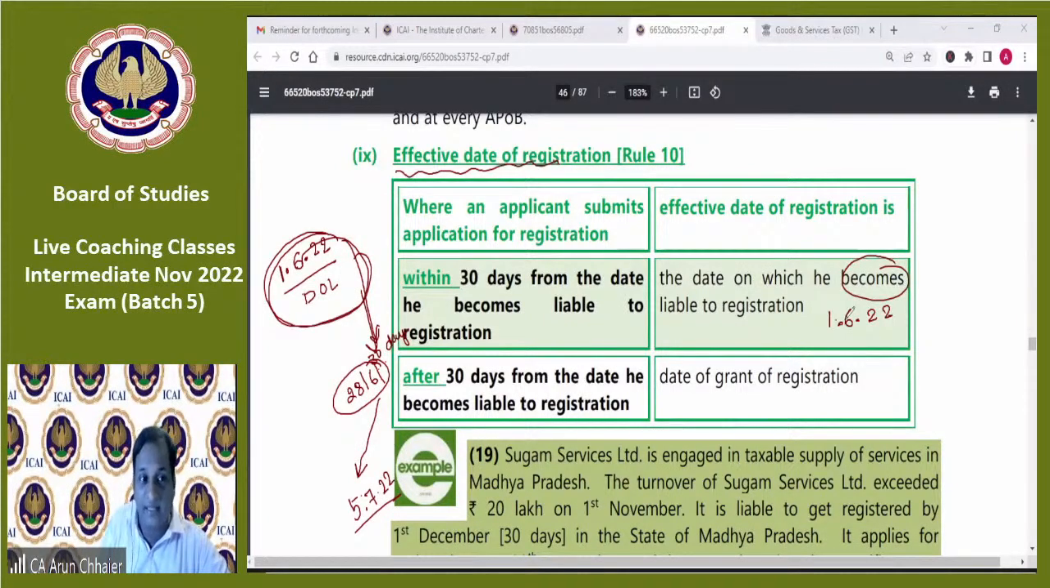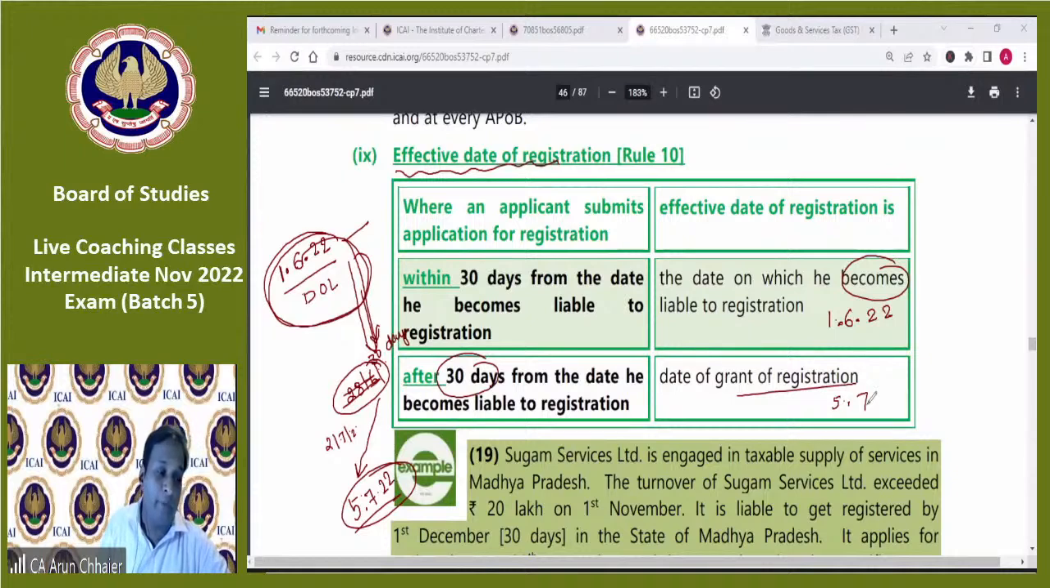Can't I do the business? You can do the business, but you have to make an application within 30 days. Here I am talking about mandatory registration. Suppose I have not made the application within 30 days. Suppose I have applied on 2nd July instead of 28 June, and the certificate is granted on 5th July. What is the effective date of registration? This is 5th July.